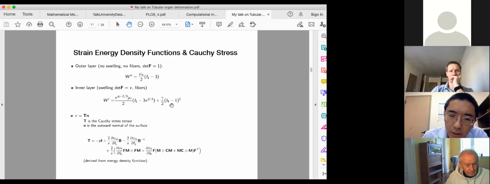Also, we have the fiber energy here, and gamma is the fiber stiffness. I4 is the fiber invariant. Then the cohesive stress is sigma equals Tn. T is the cohesive stress tensor, and N is the outward normal of the surface. Then our cohesive stress tensor is given this way. This is also updated from the regular formula; we just add V, the swelling ratio, to the formula.